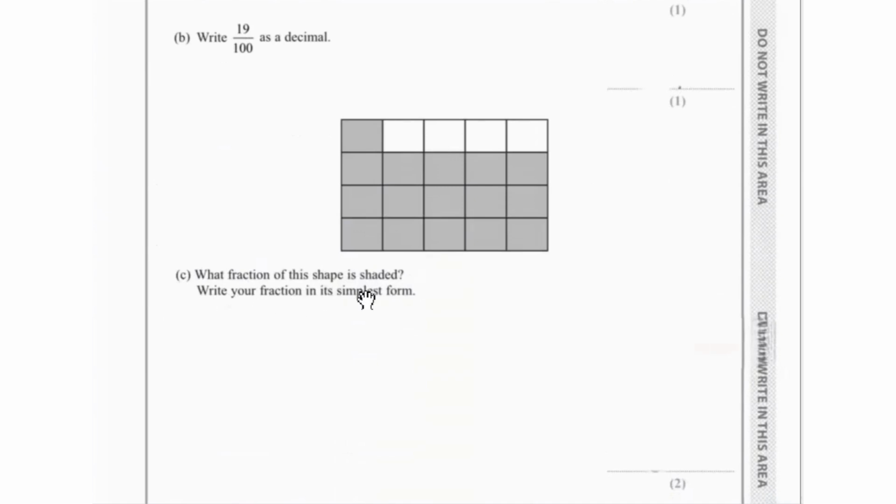What fraction of this shape is shaded? Write your fraction in simplest form. So let's first count how many squares we have in total. 1, 2, 3, 4, 5, 6, 7, 8, 9, 10, 11, 12, 13, 14, 15, 16, 17, 18, 19, 20. Denominator is 20. And for the numerator, 4 are unshaded. So that means we have 16 in the numerator.